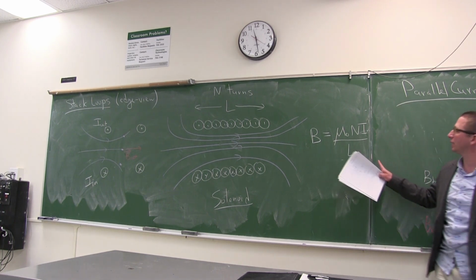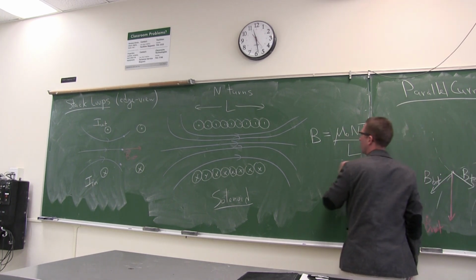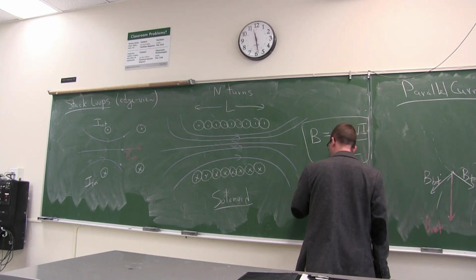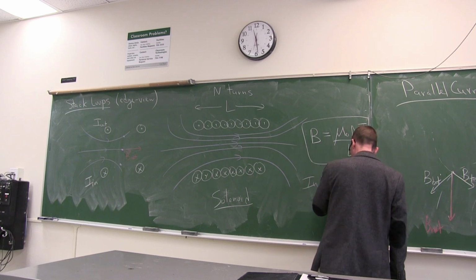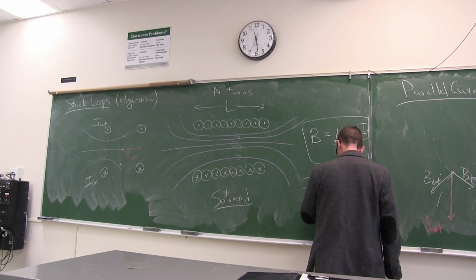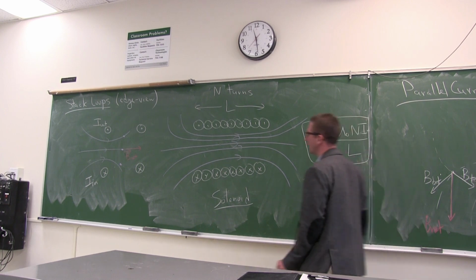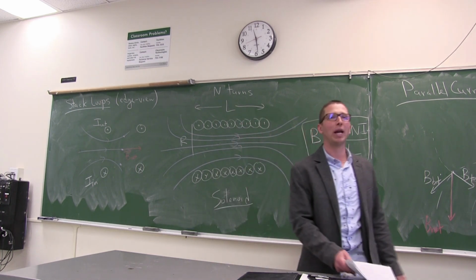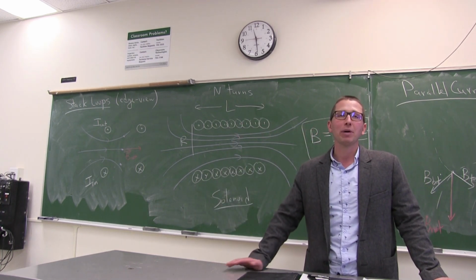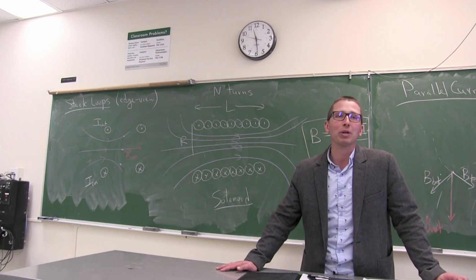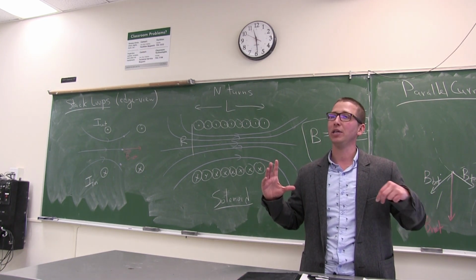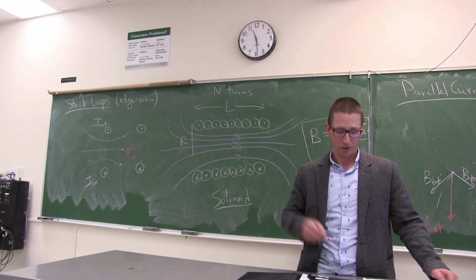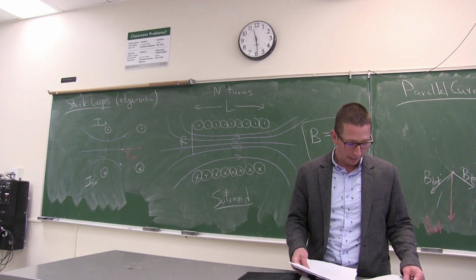Notice something interesting about this expression: it's independent of the radius. These loops have a certain size, R, but the magnetic field strength inside is independent of R. The reason is that if I have a really, really big loop with the same amount of current, when I'm at the center of that loop, the magnetic field is weaker.